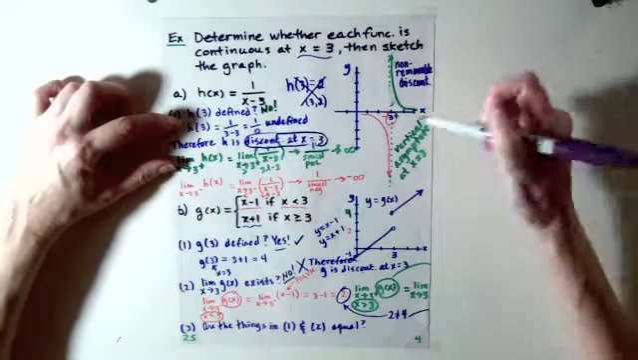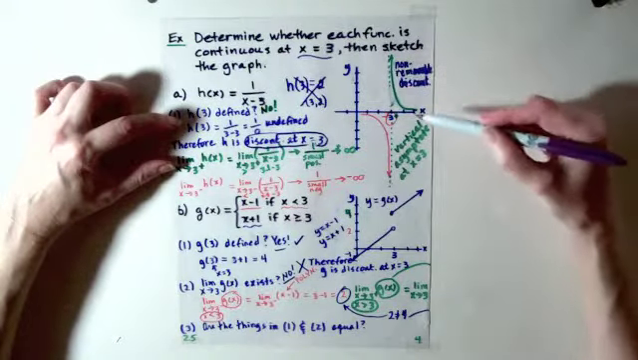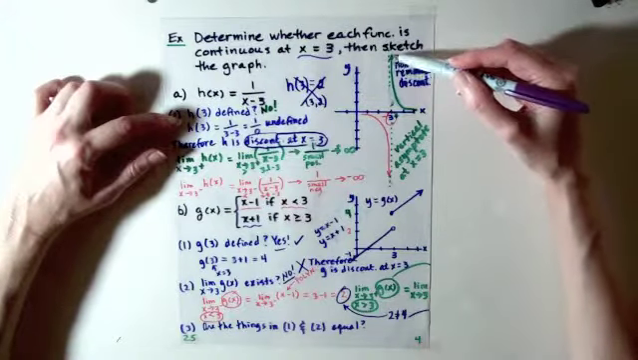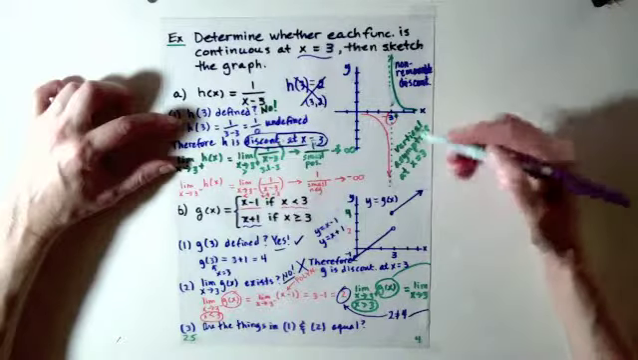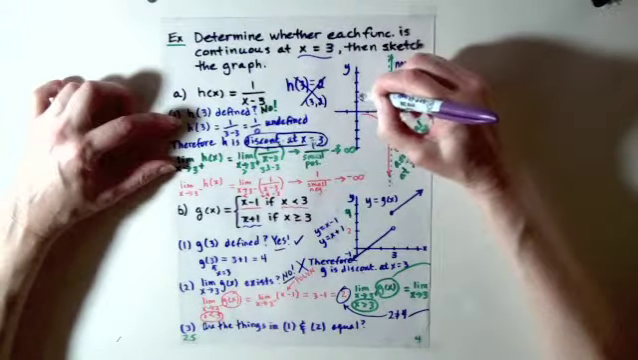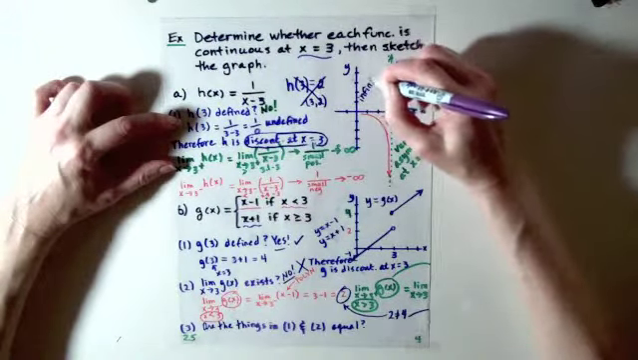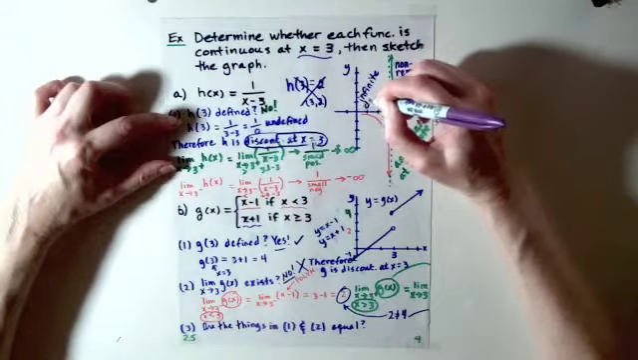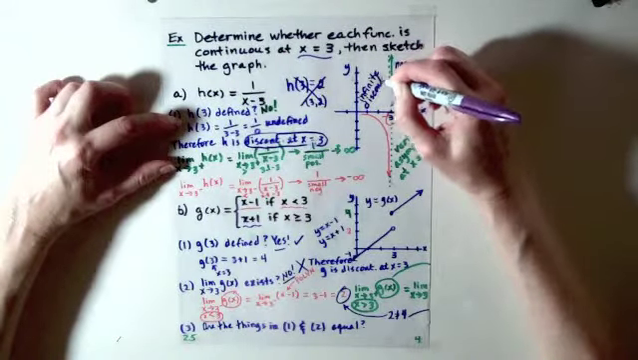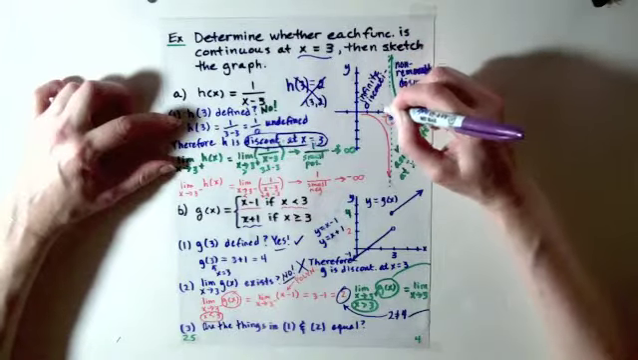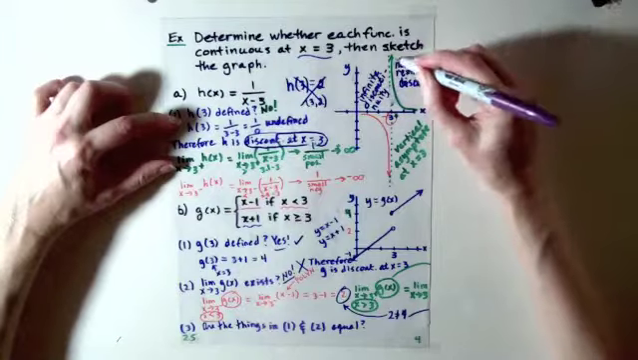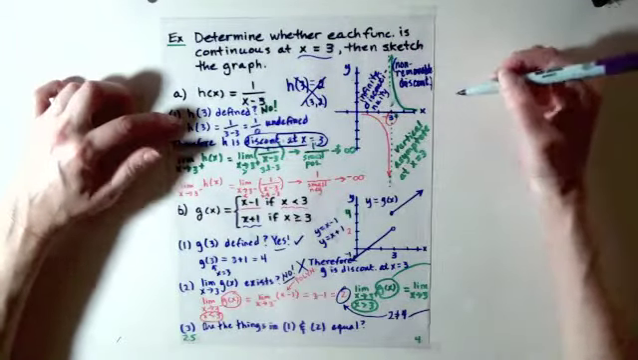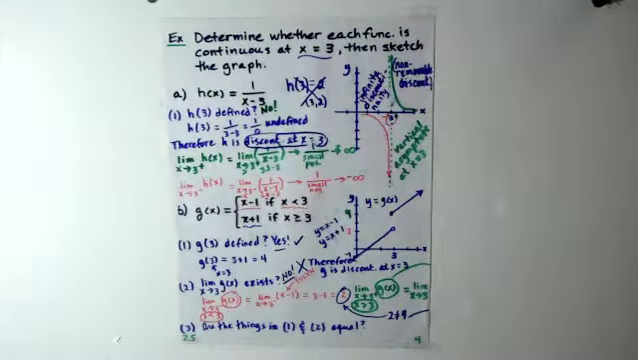This particular type of discontinuity, where the function is going either to positive infinity or to negative infinity, is referred to as an infinite discontinuity. So I'll put in parentheses that it's a non-removable discontinuity, and the type of discontinuity is an infinite discontinuity.